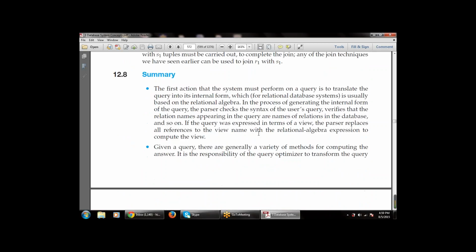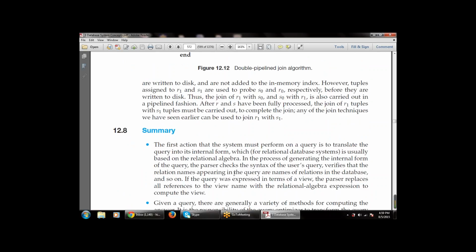Now next is the summary, that is the finish of this chapter. So in this chapter, a very small chapter, that is query processing, we saw how to do the query processing, what the various methods are, and how to evaluate the expression, which is divided into two parts, that is materialization and pipelining. So the summary is the crux of the chapter.